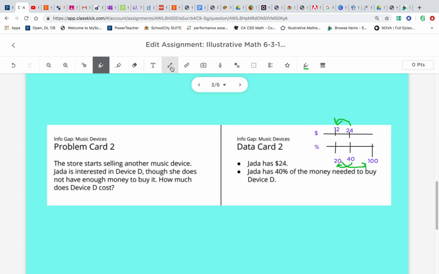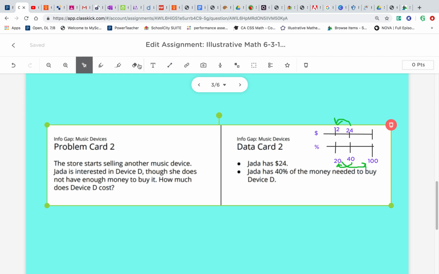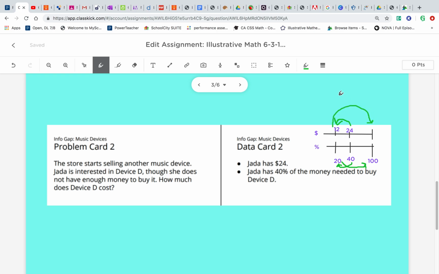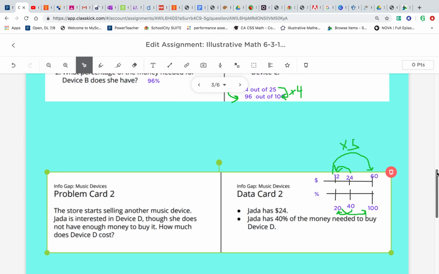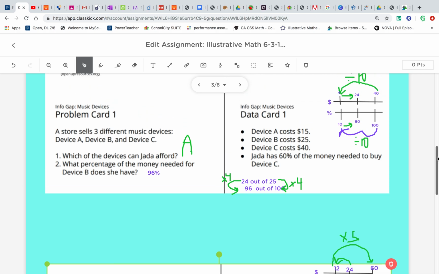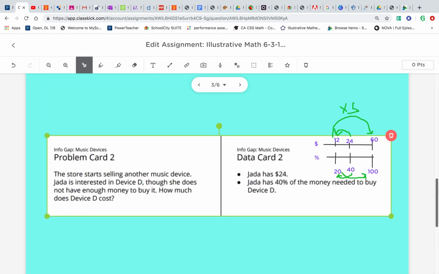To find the missing value here, make sure you have a missing value there, we need to do the same thing. We need to take this 12 and do times 5, because we did times 5 down here. So what is 12 times 5? 12 times 5 is 60. Based off of that, we know that her device is $60. Of course, as it turns out, we have worked on some similar problems before. So hopefully this makes sense.